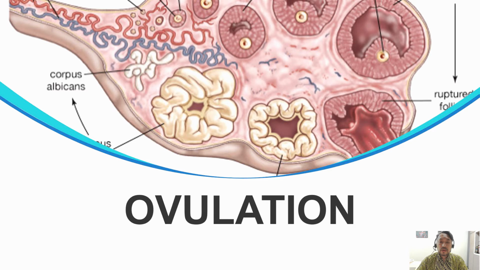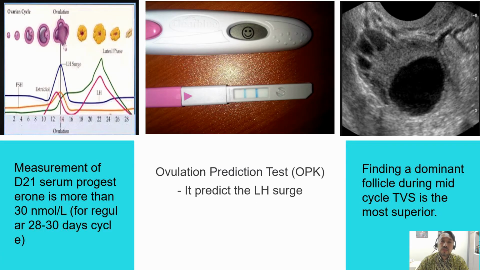So we are going to talk about ovulation. How to find the ovulation, how to determine the timing of ovulation is very crucial. If you look at the menstrual cycle again, for a patient who has a regular 28 to 30 day cycle, her ovulation will be around 14 days, at day 14.